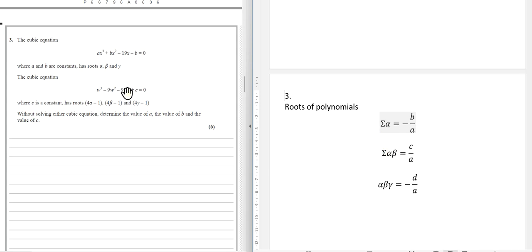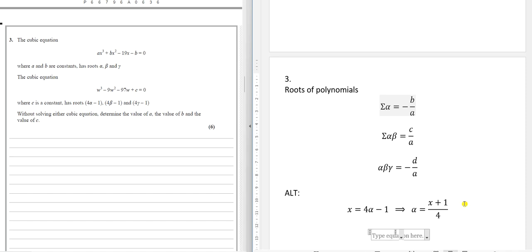They give me a different cubic equation. This one looks like all of the roots are a nice linear combination of the other ones. One thing you can do instead of using Vieta's results is to say to yourself, well, what happens if x is equal to 4 alpha minus 1? Rearrange for alpha, we should get x plus 1 over 4, and that tells me something useful. I already know that f of alpha is 0. If alpha is a root of f of x, I'm assuming that ax cubed add bx squared minus 19x minus b is f of x for the sake of this demonstration.